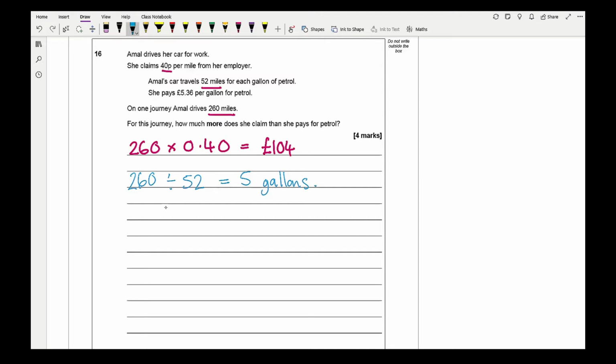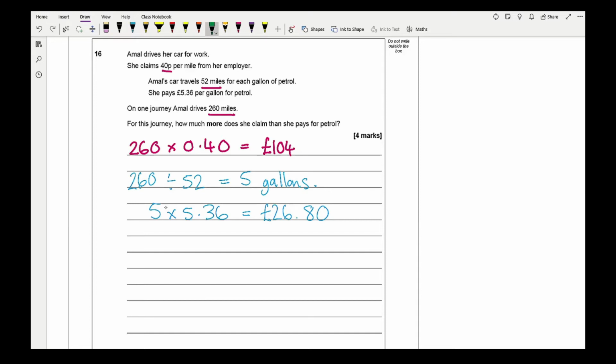Now in terms of that, I then need to multiply that by £5.36. So 5 times 5.36 equals £26 and 80 pence. And then from this, what I need to do is work out the difference.